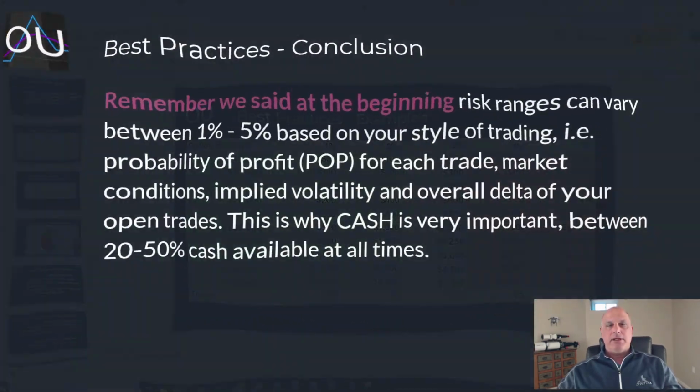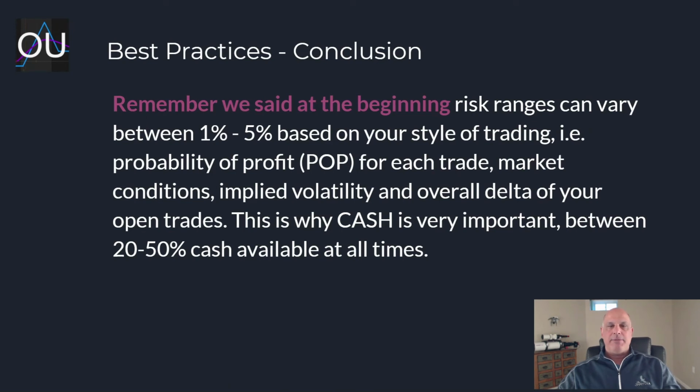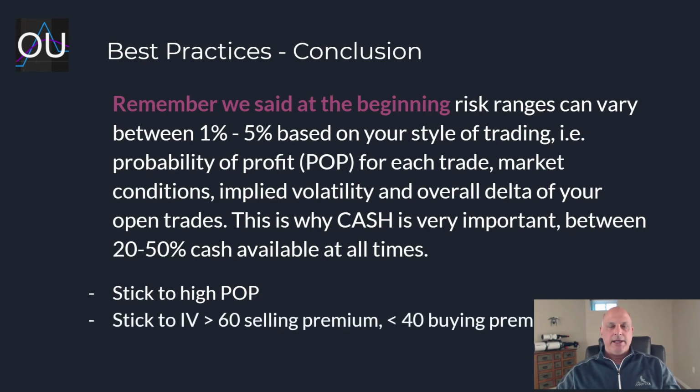So going back to our conclusion again, we talked about the 1 to 5%, why you would be on the 1 to 2 side, why you would want to be in that 3, 4, or 5%, when you would want to be in that 5% trade, and why cash is very important. So stick to the high probability profit trades, stick to high IV. Over 60%, you want to sell premium; under 40%, you want to buy premium.